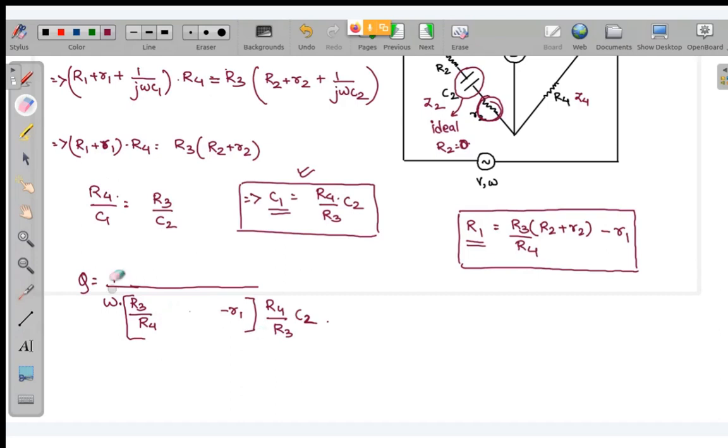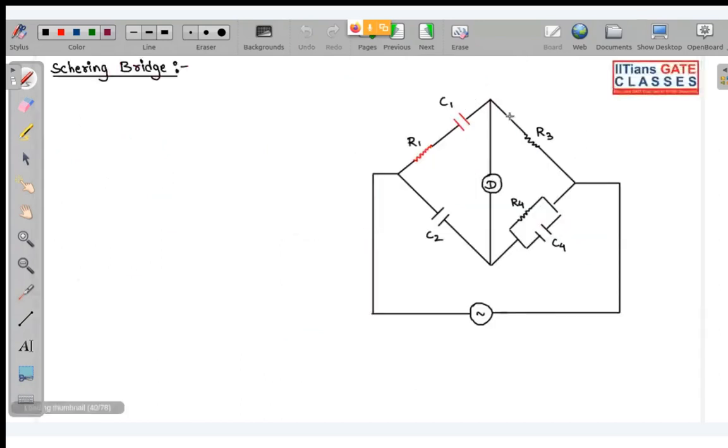So can we have a negative value of quality factor? Tell me now. Can we have negative quality factor? Now this is highly illogical. So that is why we have this R2 present over here. Is it clear now? Understood? Okay, good. So next is what we have.